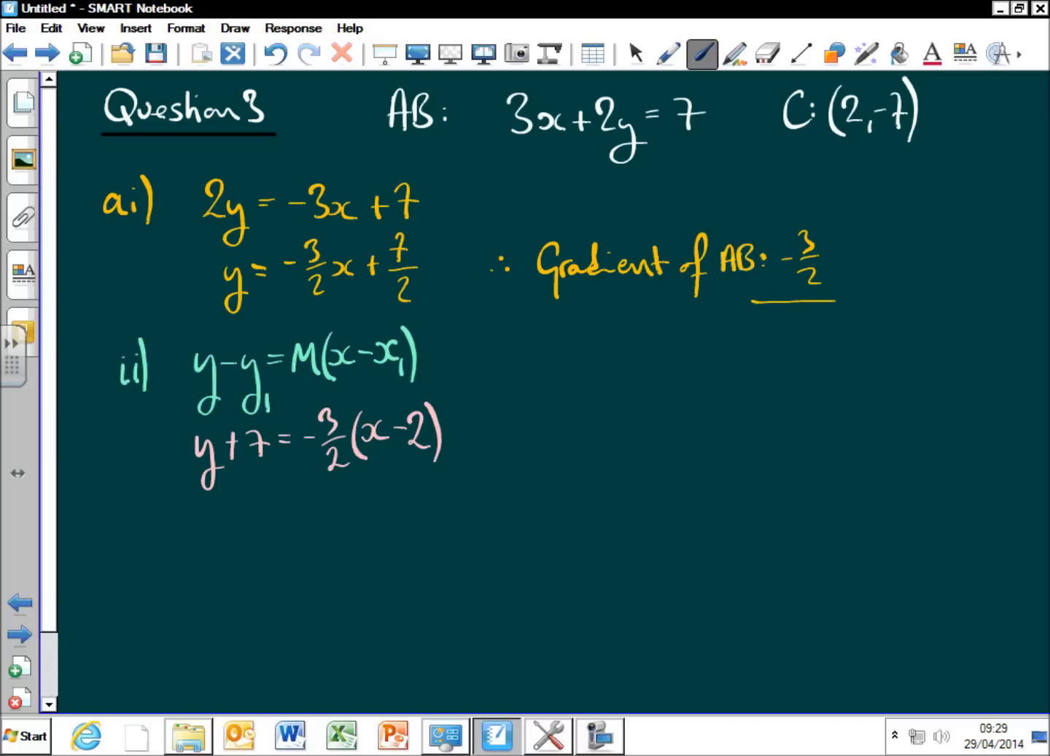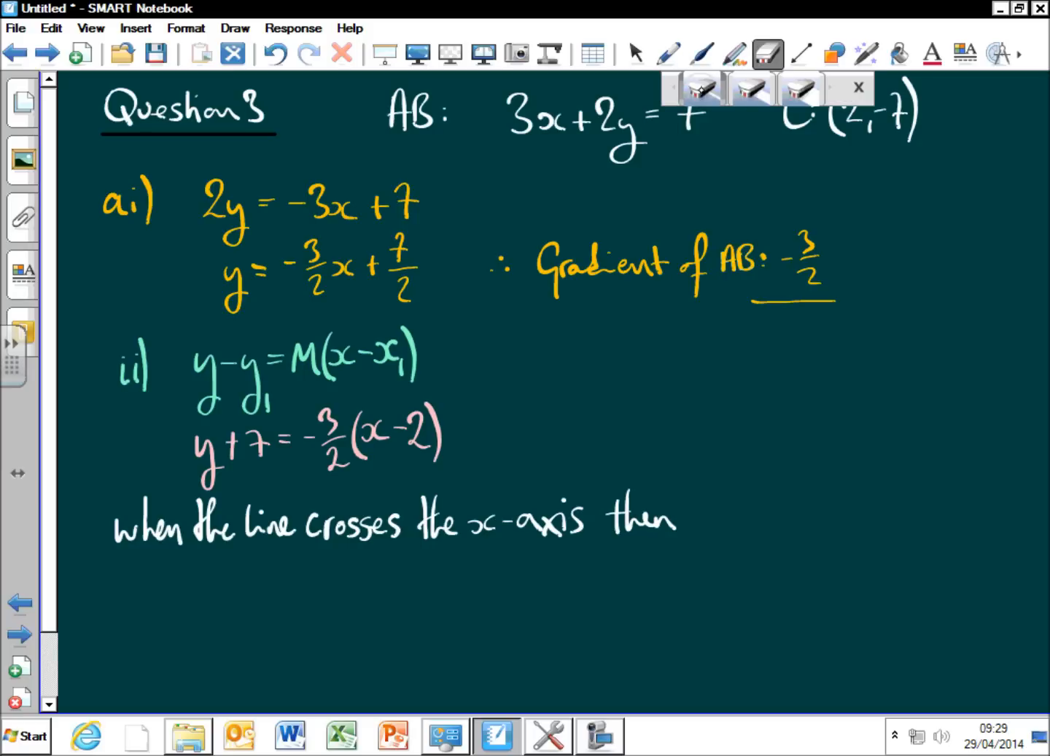But it's just asking me, find the coordinate D, and that's where it crosses the y-axis. Well, when it crosses the y-axis, x is 0, so let's put that down. When the line crosses the x-axis, if you think about it, then, sorry, it's when the line crosses the y-axis, isn't it? When the line crosses the y-axis, then x equals 0. So we're going to go and put x equal to 0 in this line equation that we just had.